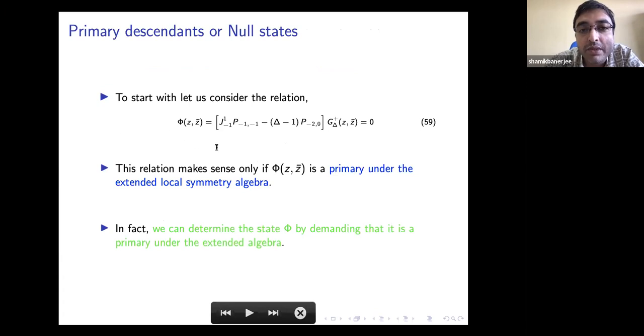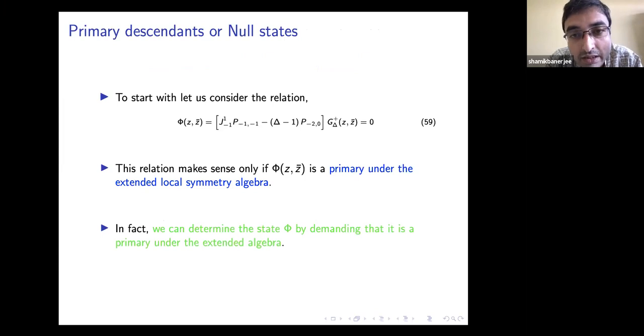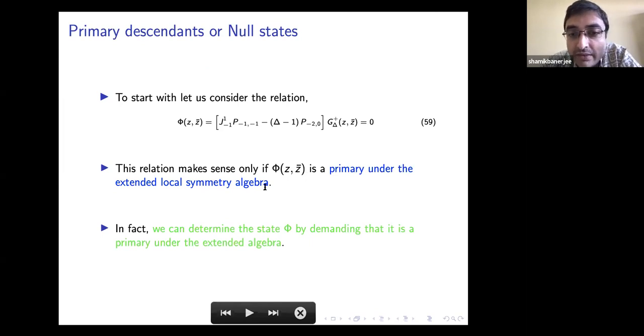Okay, so now let's look at one of the simpler ones. Say for example this one. We have phi z bar equal to J1 minus 1 P minus 1 minus 1 minus delta acting on G plus delta, which is actually 0. Now let's talk about it from a purely algebraic point of view. This equation makes sense only if this phi z bar, this particular state, is a primary under the extended local symmetry algebra. In fact, we can obtain the state phi by demanding that it is a primary under the extended algebra, and that's what we will do now.